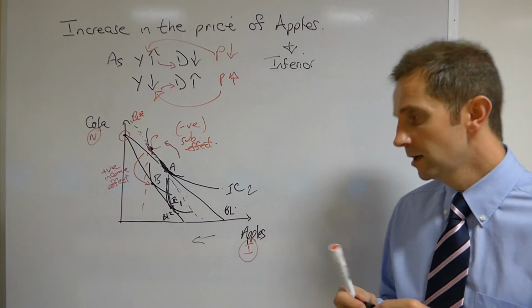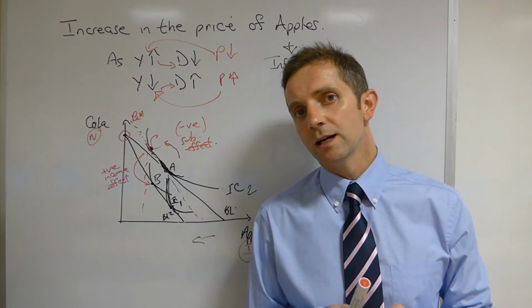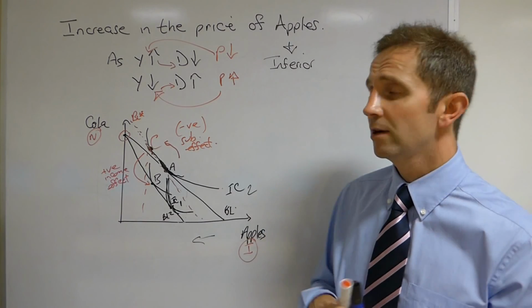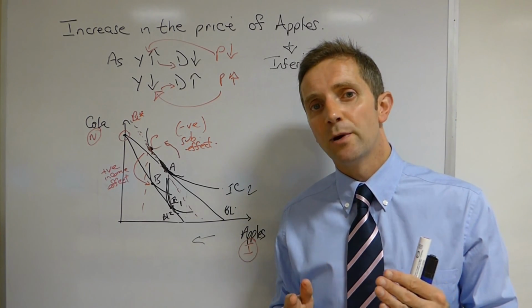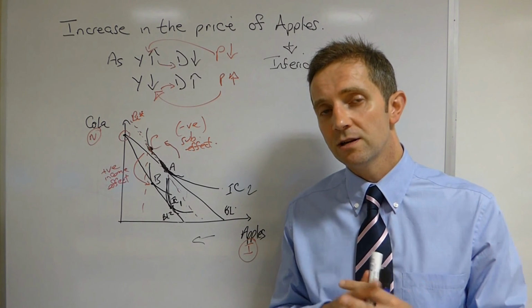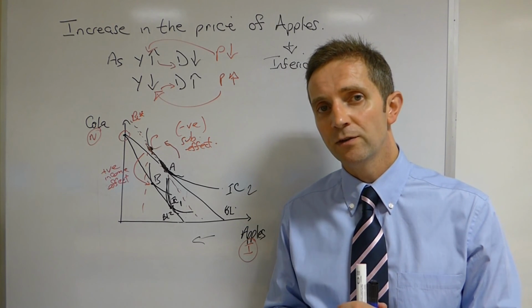Okay, ladies and gentlemen, that's it from me on this one. That's the increase in the price of apples when apples are an inferior good, as modelled by budget lines and indifference curves. I hope that's been of use to you.